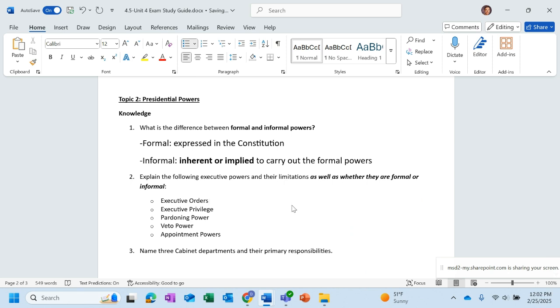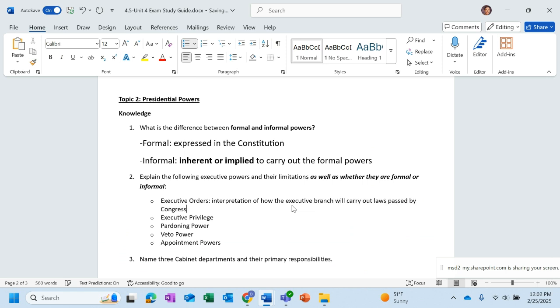So explain the following executive powers. Again, this is the interpretation of how the executive branch will carry out laws passed by Congress. Okay, and this is inherent or implied or informal. Executive privilege, I just explained that. Okay, pardoning power, this is expressed.